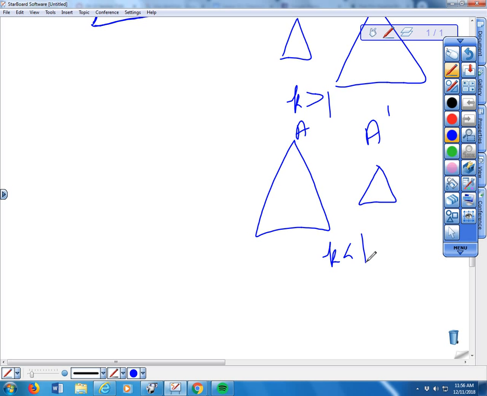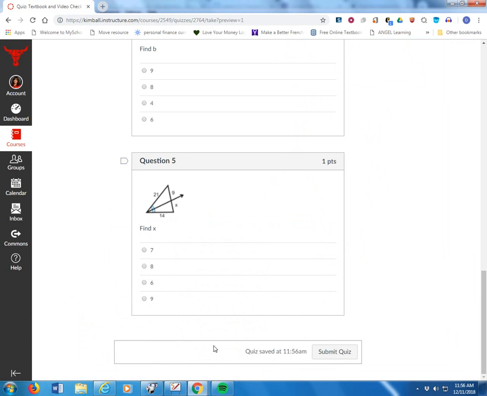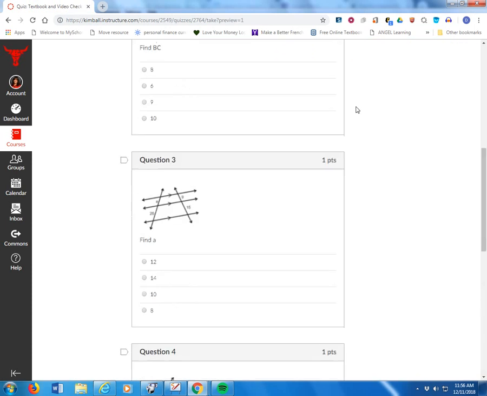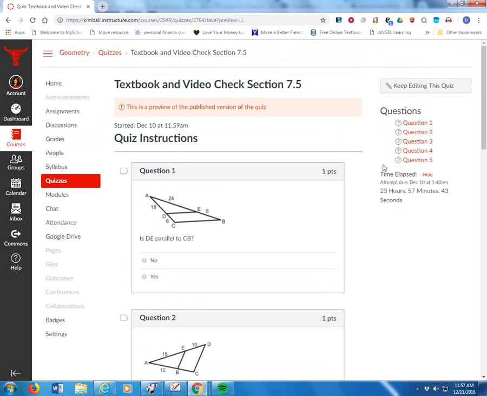Okay? Looking at, let me find it, the textbook check. This is not it, is it? This is one for 6? No, this is 7.5. I need 7.6.